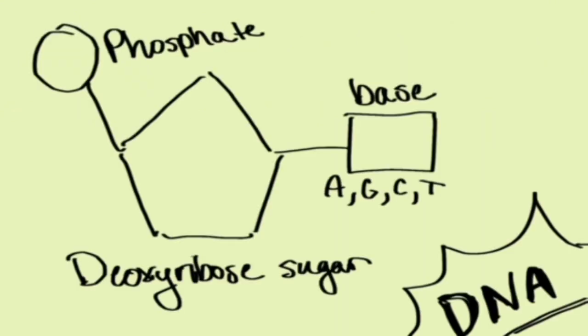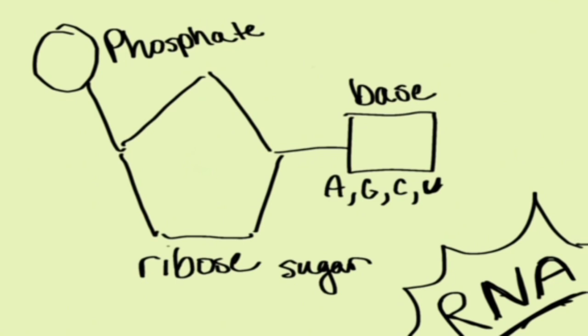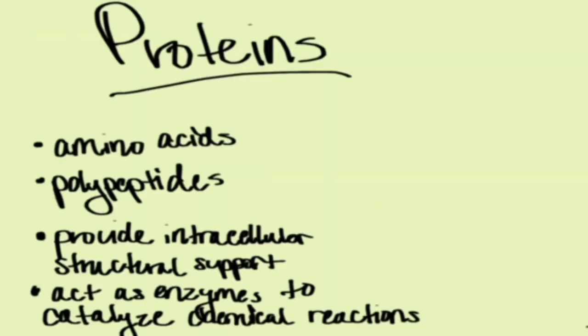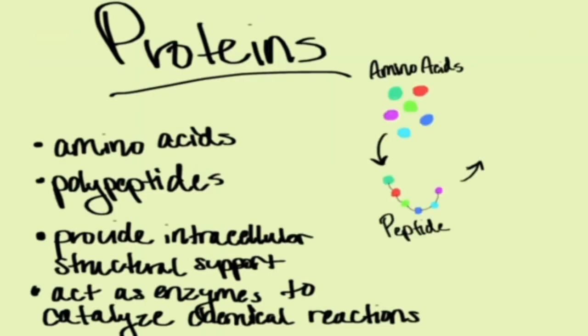Nucleic acids. The monomer of nucleic acids are nucleotides. The polymers are DNA and RNA. Proteins. The monomer of proteins are amino acids, while the polymers are polypeptides. Proteins provide intracellular structural support and act as enzymes to catalyze chemical reactions.